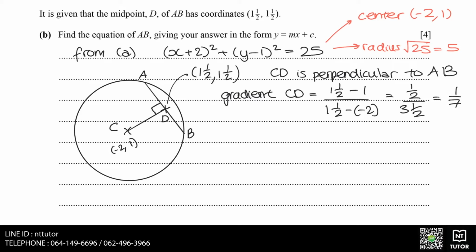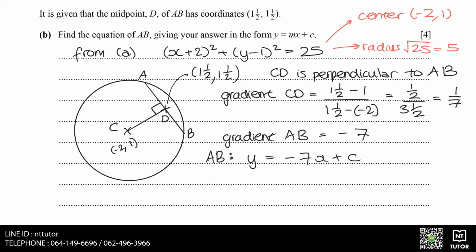So if the gradient of CD equals 1 over 7, this means that the gradient of the line AB must equal minus 7. For a straight line, the m represents the gradient, so therefore we know that the line AB must be y equals minus 7x plus c. So all that's left is to find the value of c.